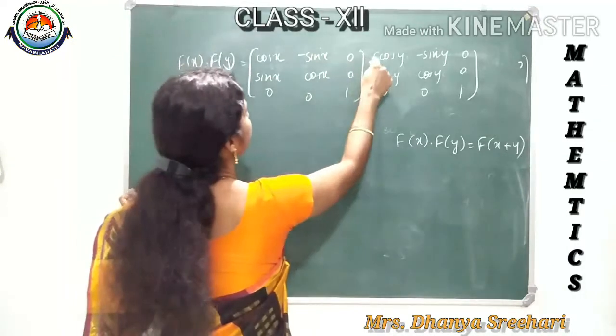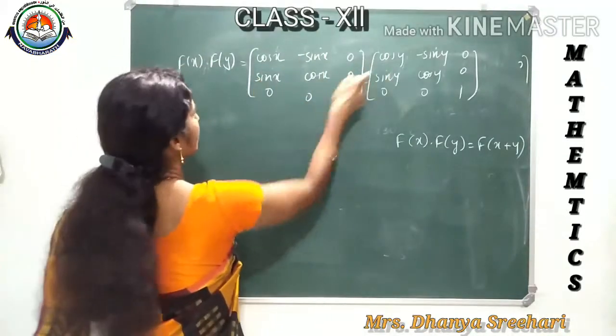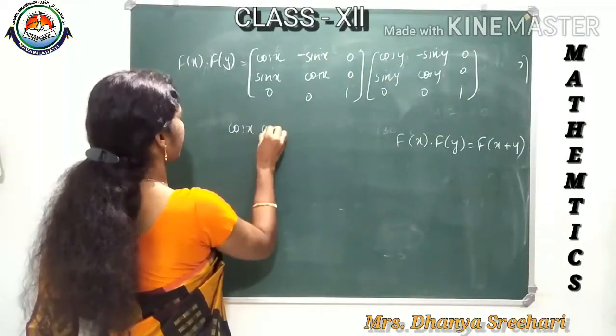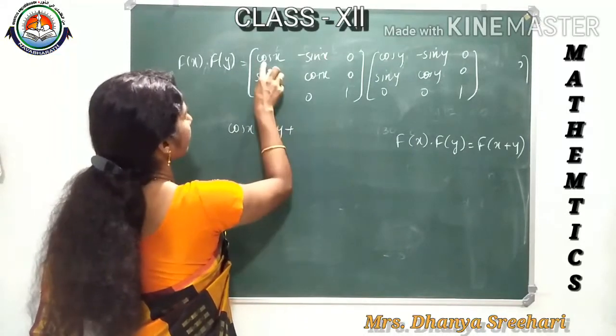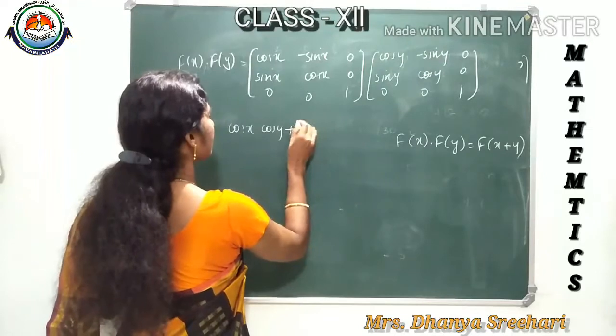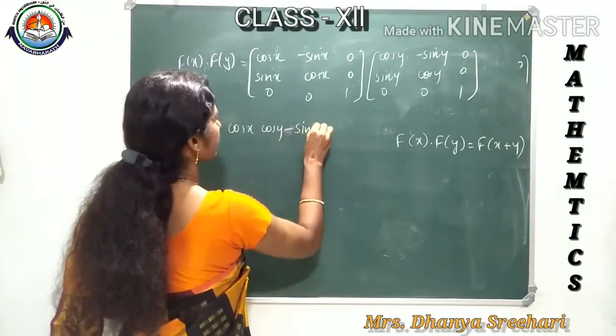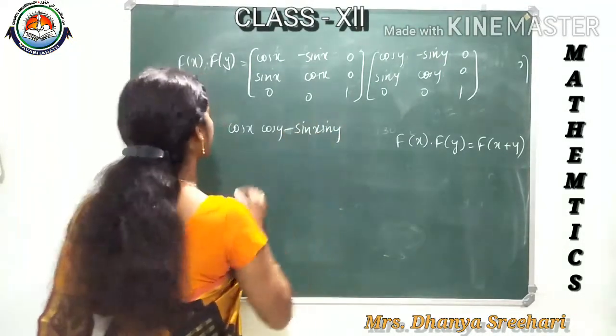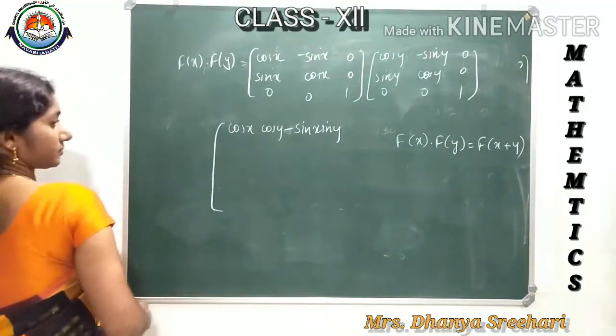First row with the first column: cos x cos y plus minus sin x into sin y. So it will come minus sin x sin y. First element we got.